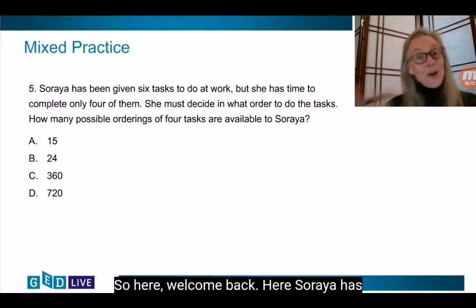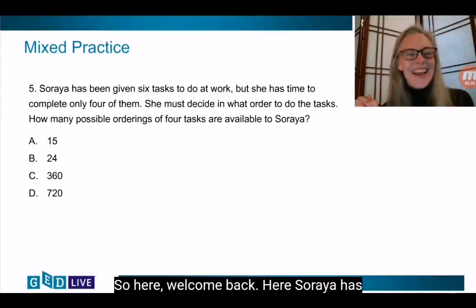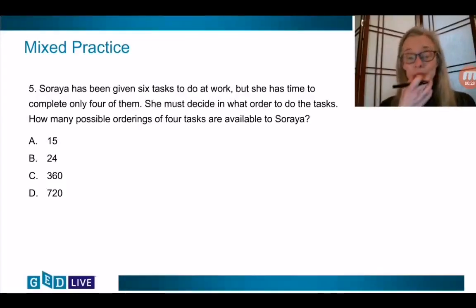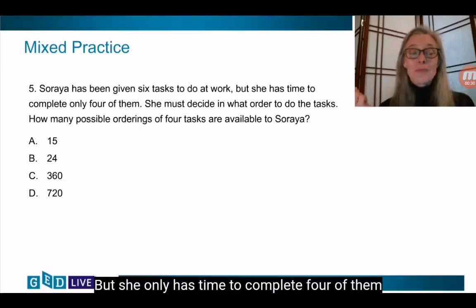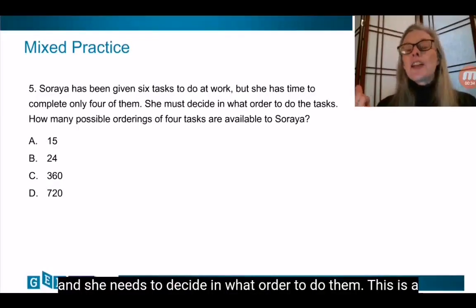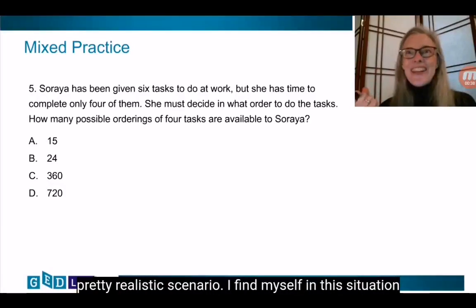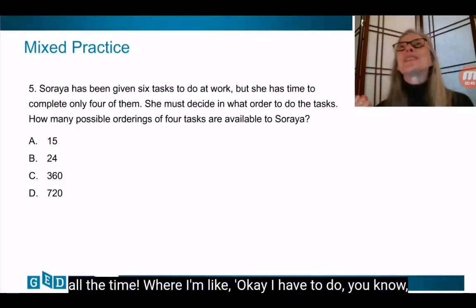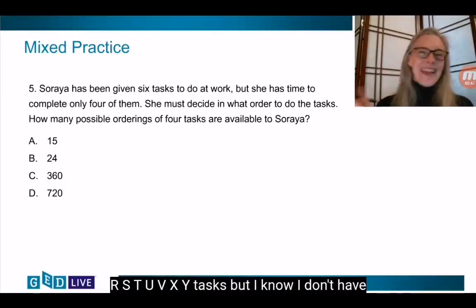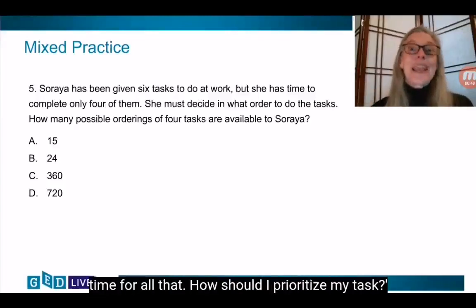Welcome back. Here, Soraya has 6 tasks that she has to do at work, but she only has time to complete 4 of them, and she needs to decide in what order to do them. This is a pretty realistic scenario. I find myself in the situation all the time where I'm like, okay, I have to do R, S, T, U, V, X, Y tasks, but I know I don't have time for all of that. How should I prioritize my tasks?